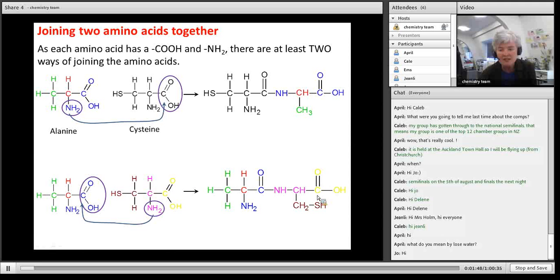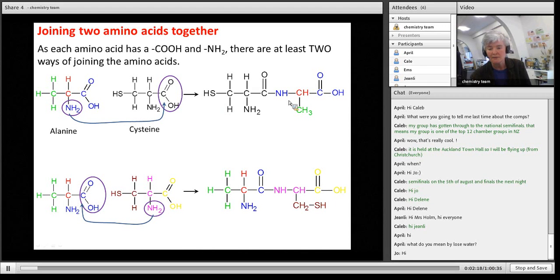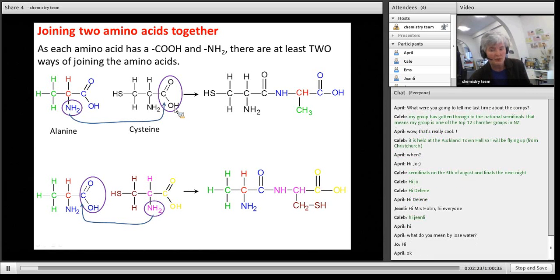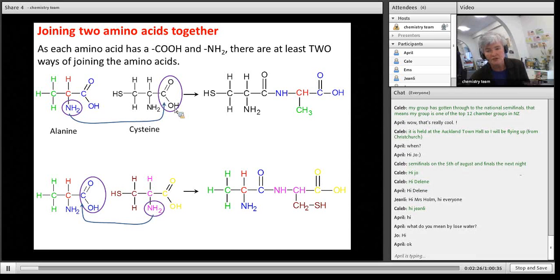Okay, April, you asked what I mean by losing water. Do you notice when these two combine, the C double bond O has an OH here, but it doesn't have it in the condensed product, or in the protein. So this OH has come off. And if you look over here, this NH2 now becomes NH. So it's lost a hydrogen. The hydrogen from here, together with the OH from the carboxyl, makes water, HOH.